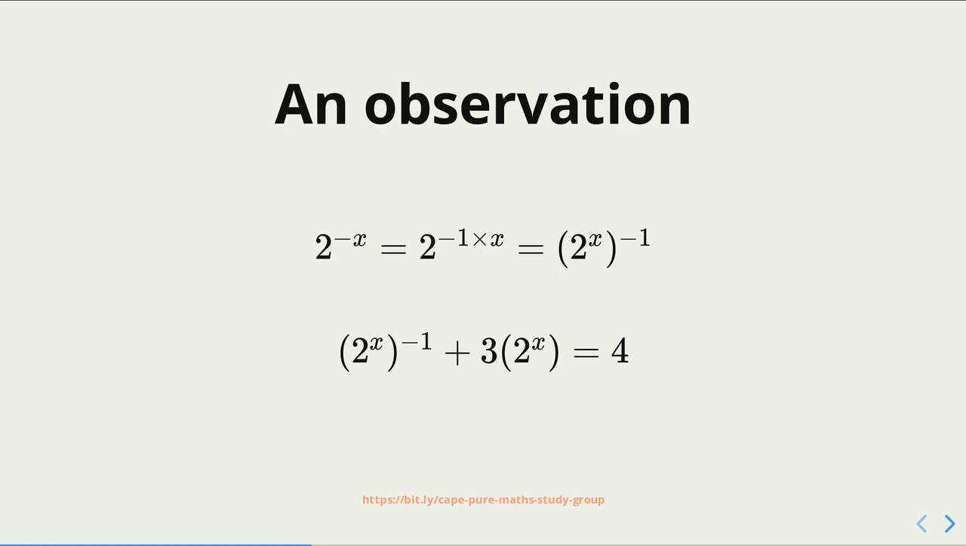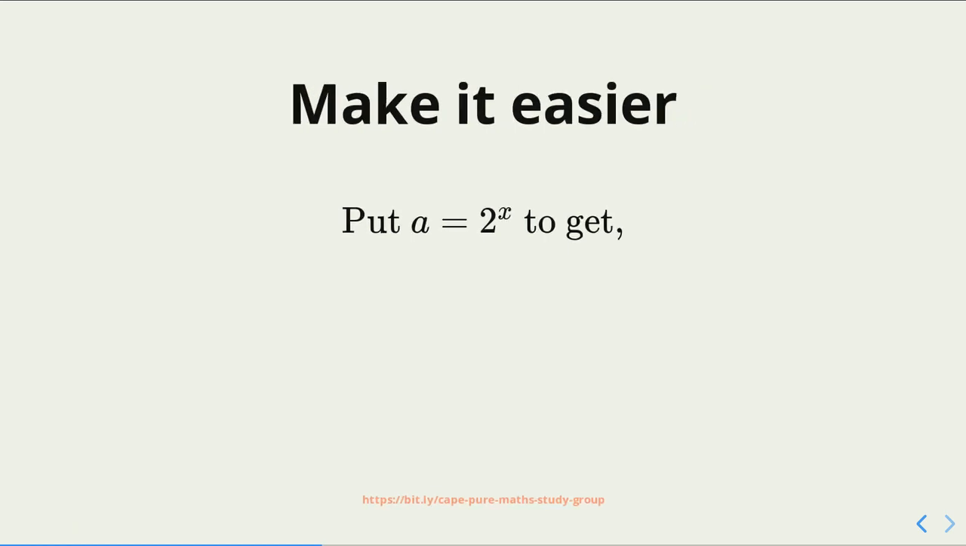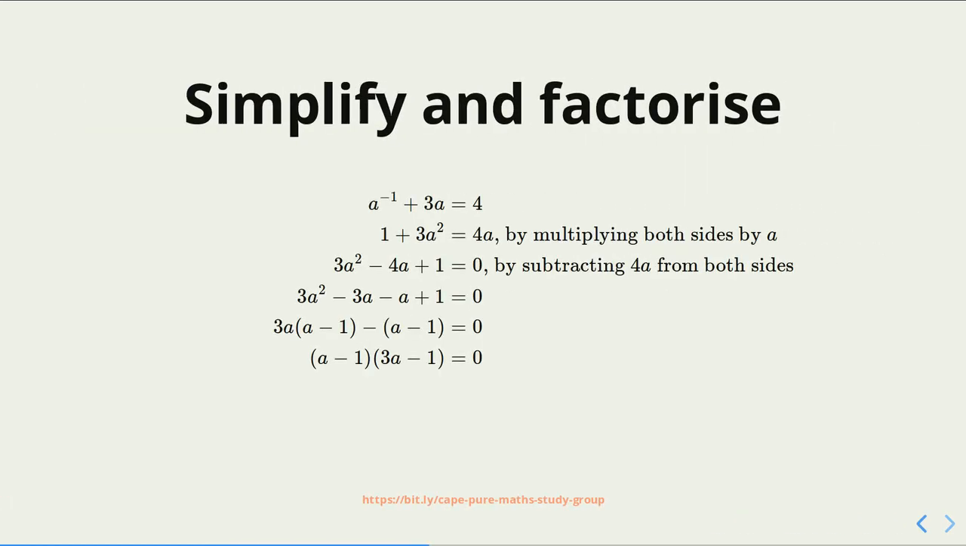Therefore, the equation can be rewritten as 2 to the x all raised to the power of negative 1 plus 3 times 2 to the x equals 4. To make the equation easier to manipulate, we'll put a equal to 2 to the x to get a to the negative 1 plus 3a equals 4. Simplifying the equation, we can multiply both sides by a to get 1 plus 3a squared equals 4a. Subtracting 4a from both sides, we get 3a squared minus 4a plus 1 is equal to 0.